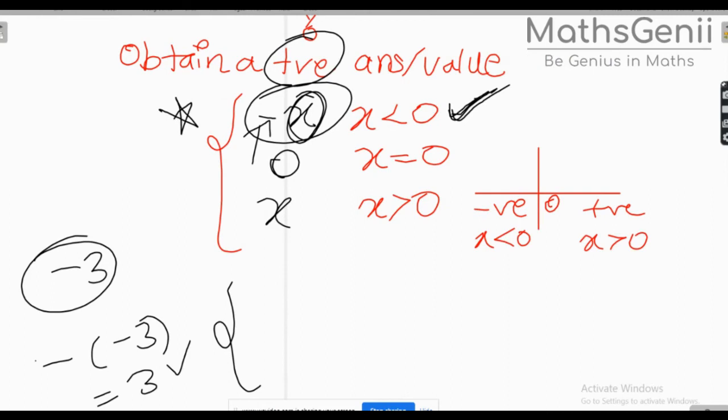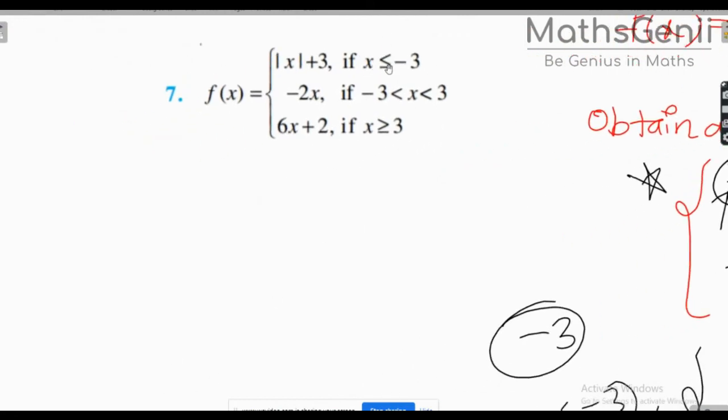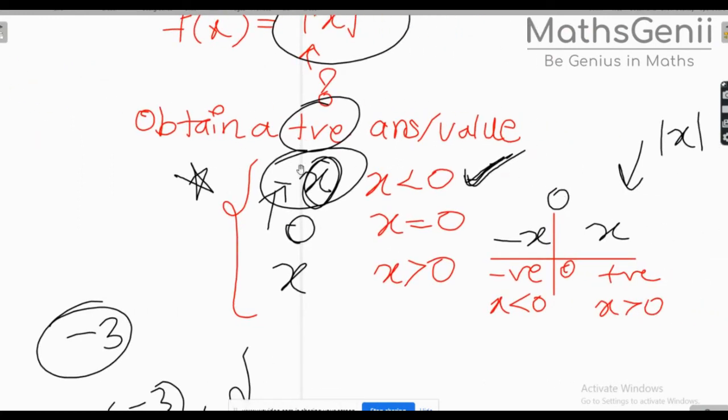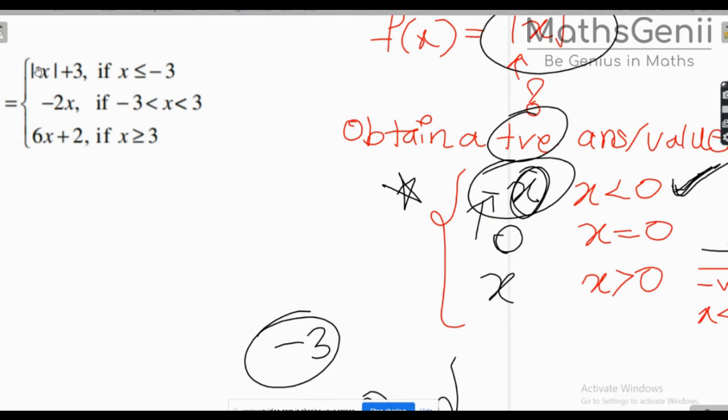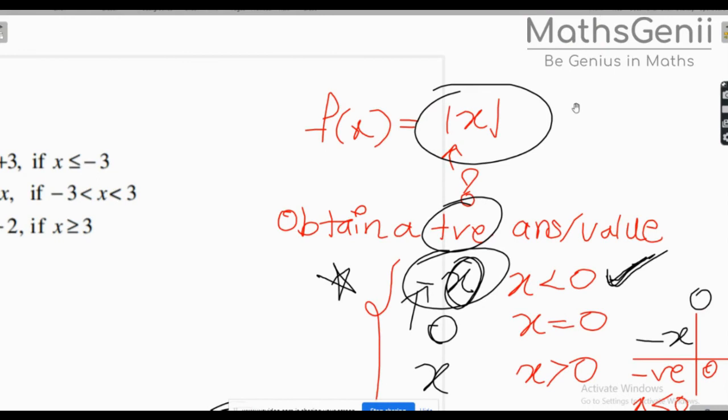So my thing was retained, right? For the negative side, I wrote minus x. For 0, I wrote 0. And for the positive side, I wrote plus x. So this is how you expand mod x. Now, this entire story I narrated just for one step. Here you have x less than minus 3. So this mod x, when you remove it, will become minus x. Why minus x? Because of this entire story.